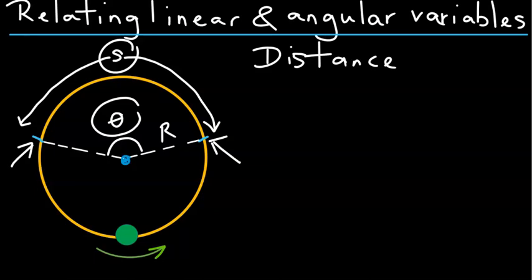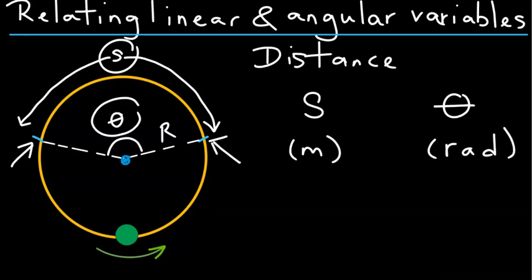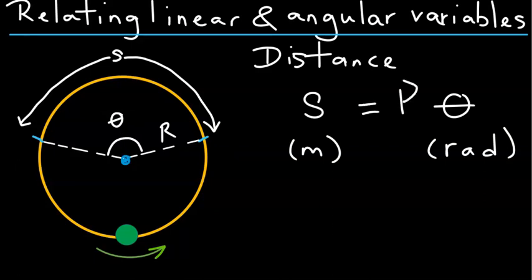Now, what is the connection between the arc length s that is measured in meters and theta that is measured in radians? The arc length s is given as the radius of that circular motion times the angular displacement in radians. It is essential to note that the angle here is expressed in the unit of radians and not degrees.